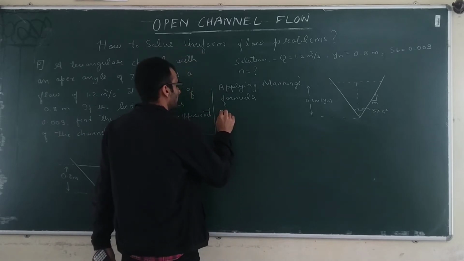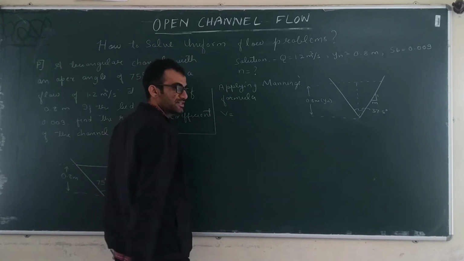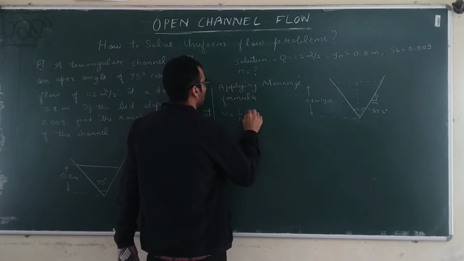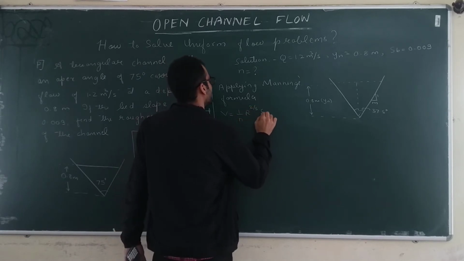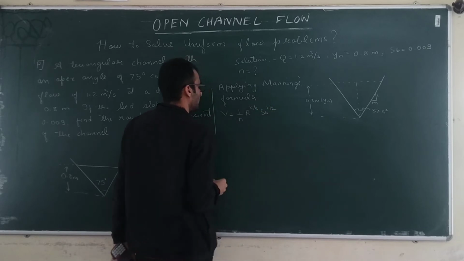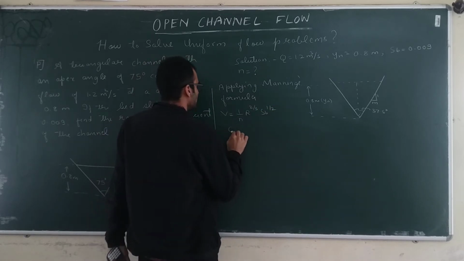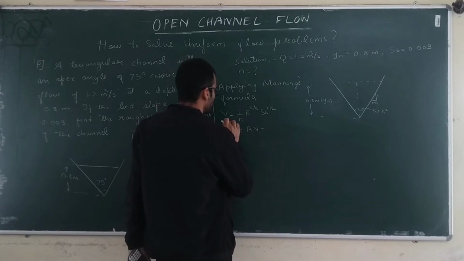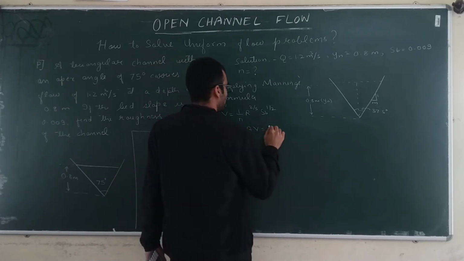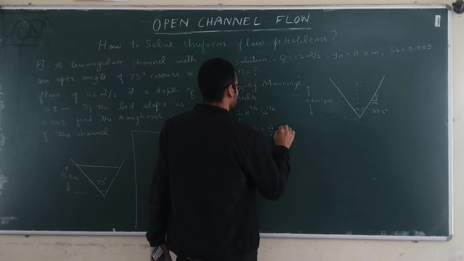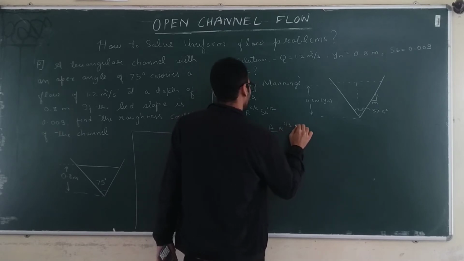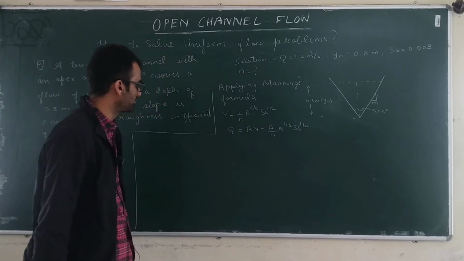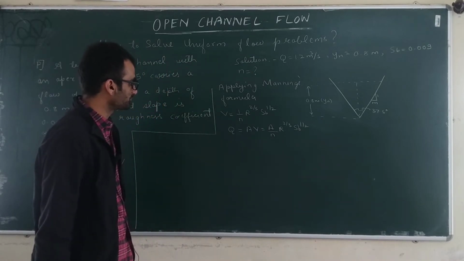So we have Manning's formula. V, the average velocity of a uniform flow, is given by 1 by n, R to the power 2 by 3, S_b to the power 1 by 2. Therefore, discharge is area into velocity. So velocity is given by Manning's formula, so we have Q equal to A by n, R to the power 2 by 3, bed slope to the power half. So this is our formula.